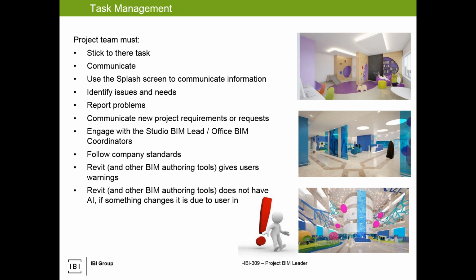So, when we look at the tasks at hand, I like this one. As a project team, stick to your task, communicate. The splash screen is a Revit example of, communicate via that front page of the model, identify issues, report problems, communicate new requirements or requests. So every time, and that's an important one, we start a project, we're well underway, something comes up. It's never perfect, and that's okay. But as long as any new requirements or adjustments that are discovered, communicate that.